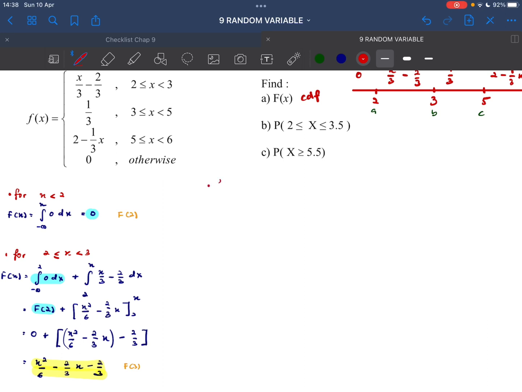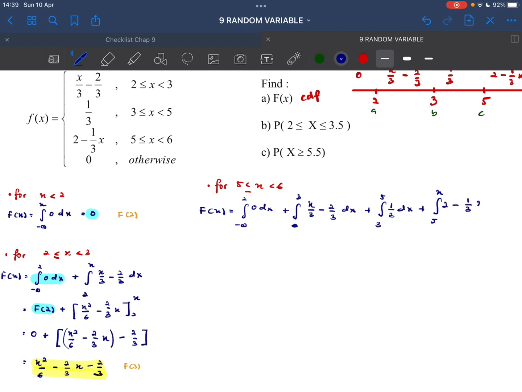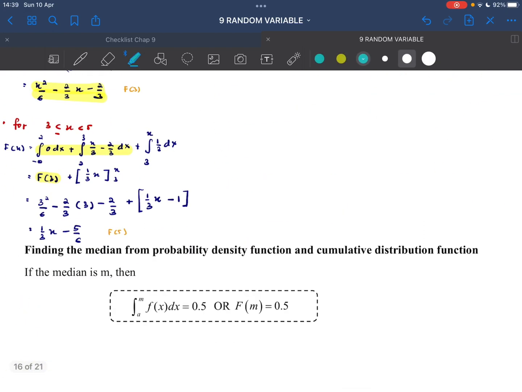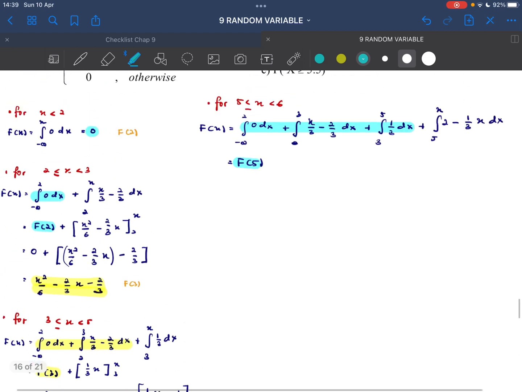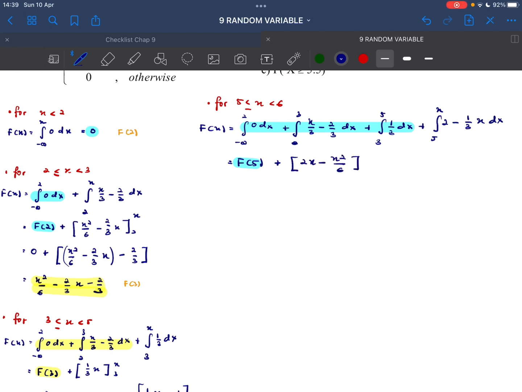We have x between 5 and 6. So we have F(x) equals the integral from negative infinity to 2 of 0 dx, plus 2 to 3 of x over 3 minus 2 over 3 dx, plus 3 to 5 of 1 over 3 dx, and the last one is 5 to 6, where we replace the 6 with x, and the function is 2 minus 1 over 3x dx. The first three integrals are the same as F(5). So we just substitute 5 into the previous function, and we only have to integrate this part: 2x minus x squared over 6, from 5 to x.